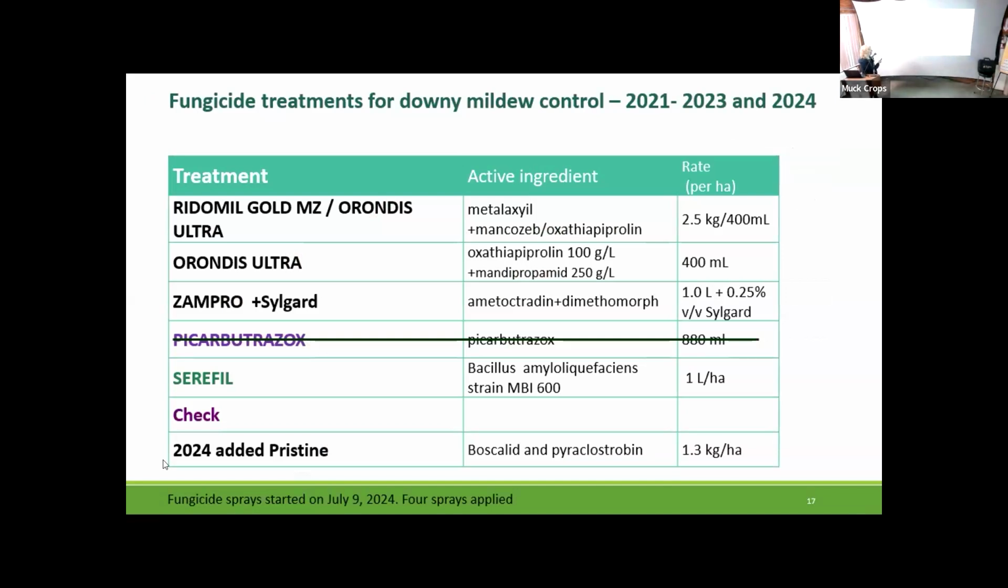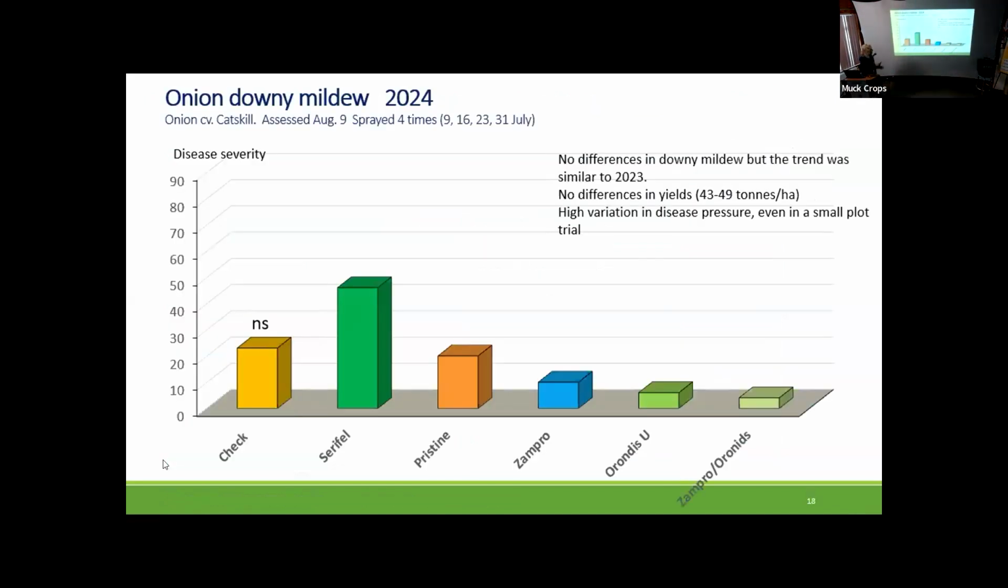We took out picarbutrazox. We didn't think that would be very effective, kept in Serifel. And we added Pristine because it does say suppression of downy mildew on the label, though it's not really in the group of fungicides that should have effectiveness on downy mildew. In our main trial, we had less disease pressure, so we didn't have any statistical differences. Serifel didn't look particularly effective, but the trend was the same at this end with Zampro and Orondis, and in this case, we alternated Orondis with Zampro.